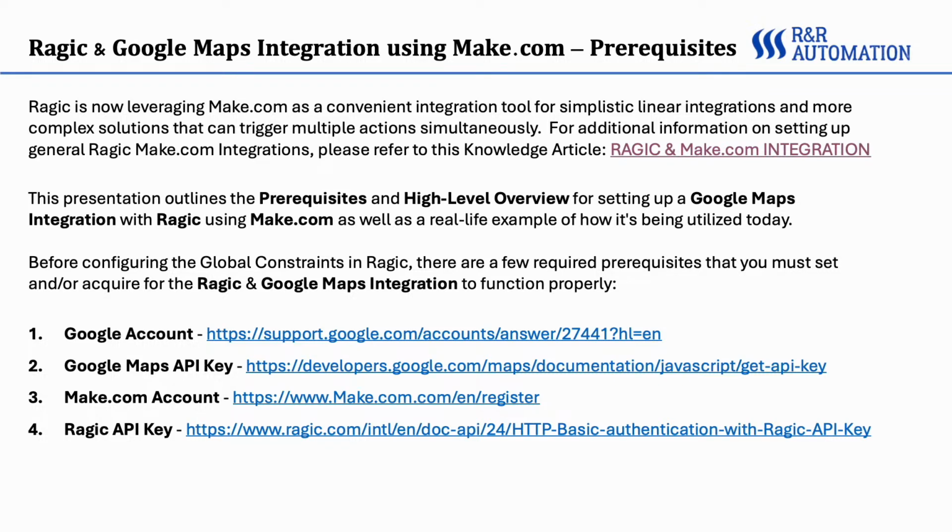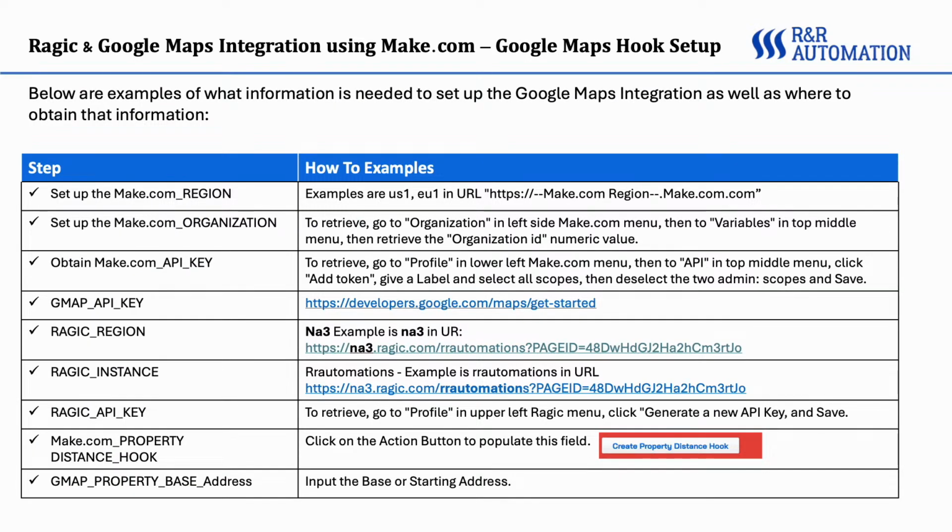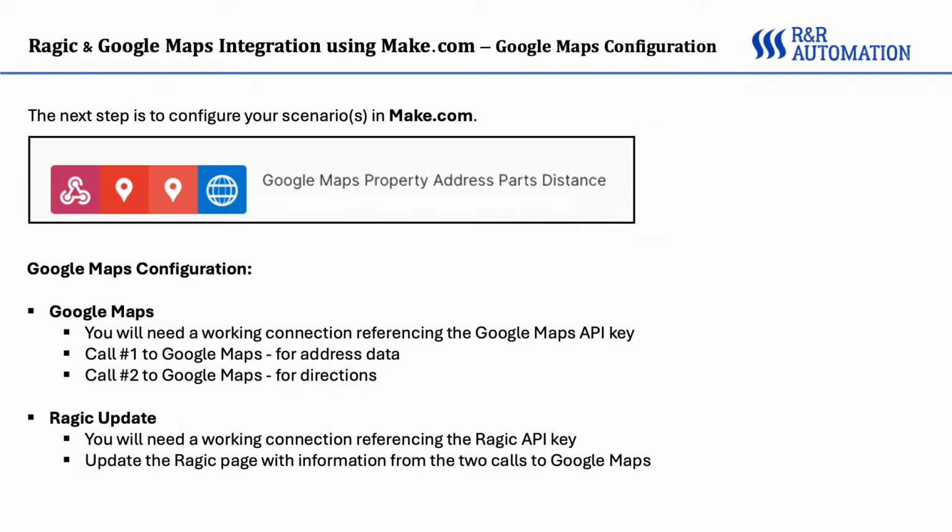Number 1, set up your Google account. Number 2, obtain your Google Maps API key. Number 3, set up your Make.com account. And number 4, obtain your Ragic API key. A quick setup form will be available for free download to assist you in the setup of the Ragic Google Maps Make.com integration. Below are examples of what information is needed to set up the Google Maps integration, as well as where to obtain that information.